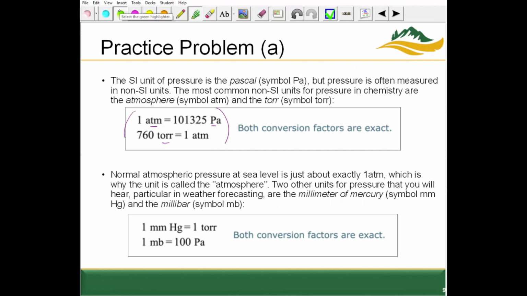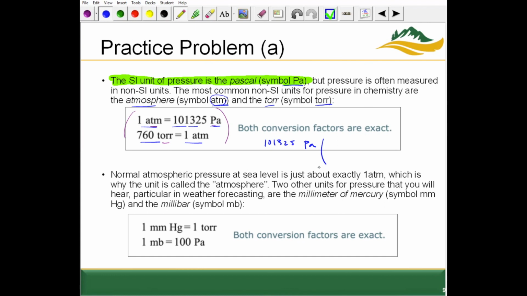One thing I want to point out is that the SI unit of pressure is the pascal, with the symbol Pa, capital P, lowercase a. Now, while that is the standard unit of pressure, we don't always see it measured in pascals. More commonly, we'll see atmospheres, denoted as atm, and then torr. So 760 torr is the same as 1 atmosphere. 1 atmosphere is the same as 101,325 pascals.